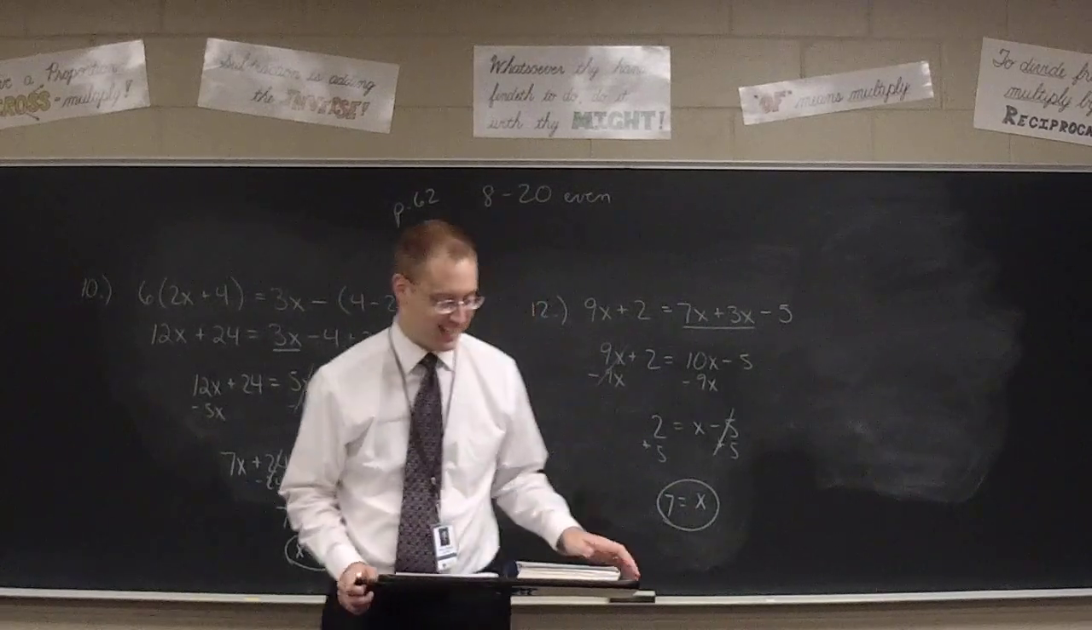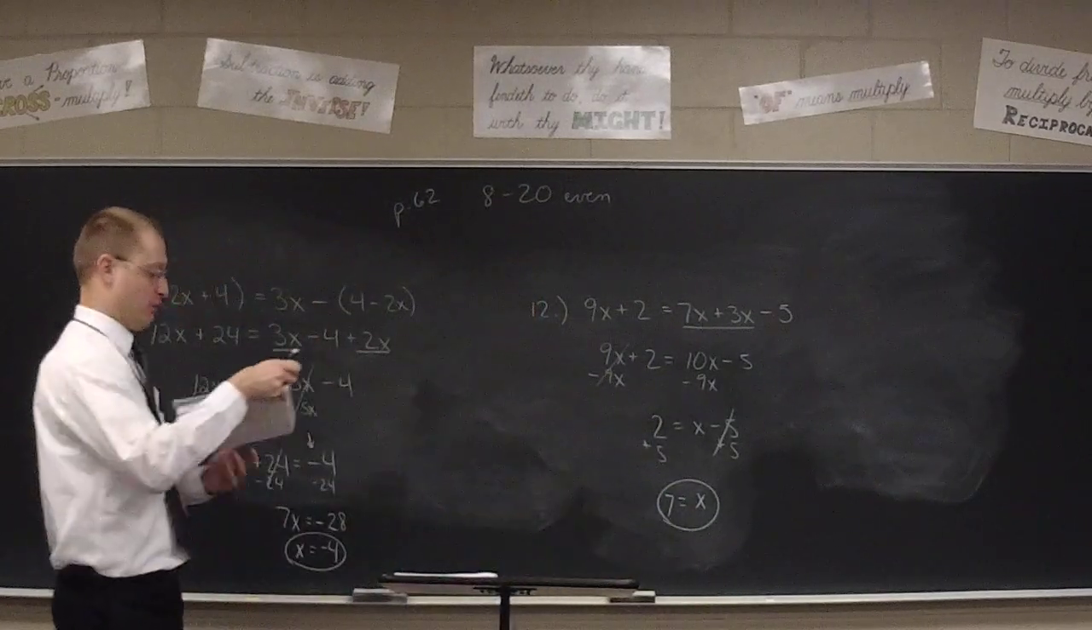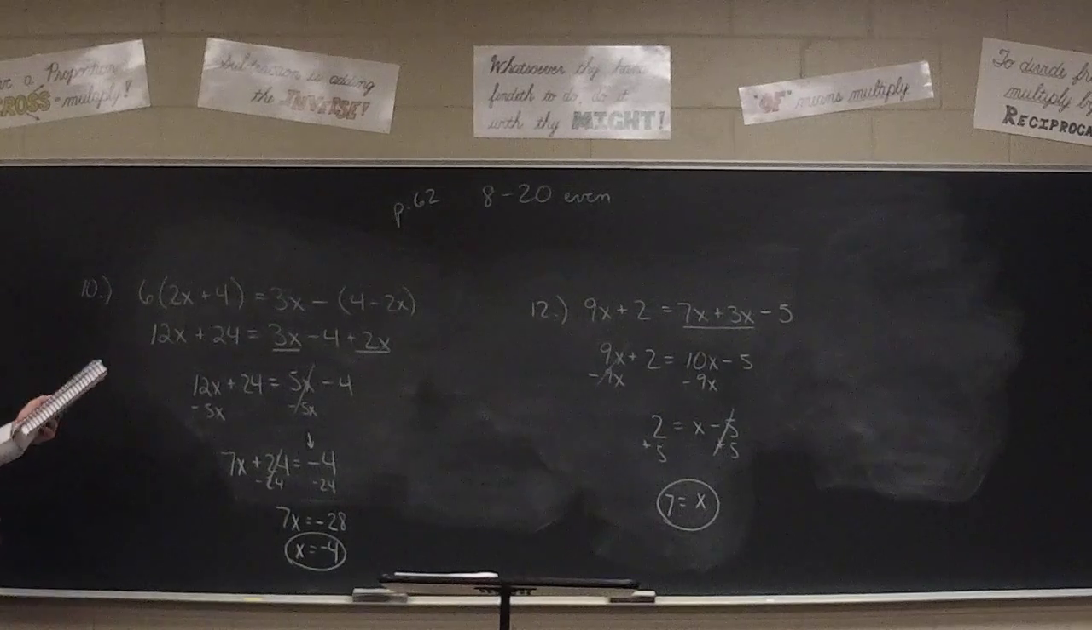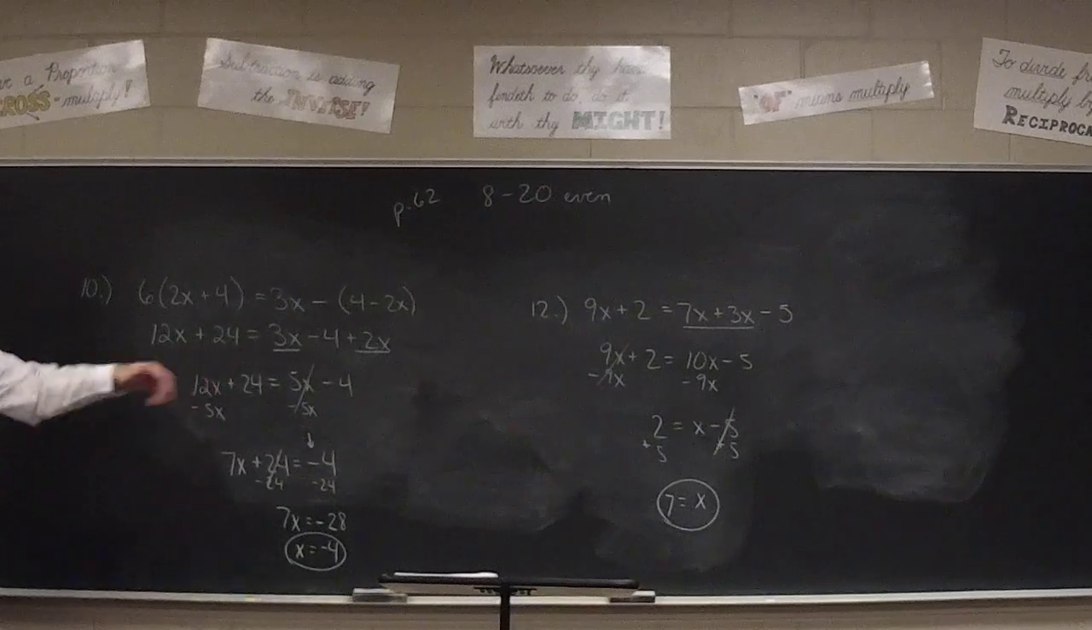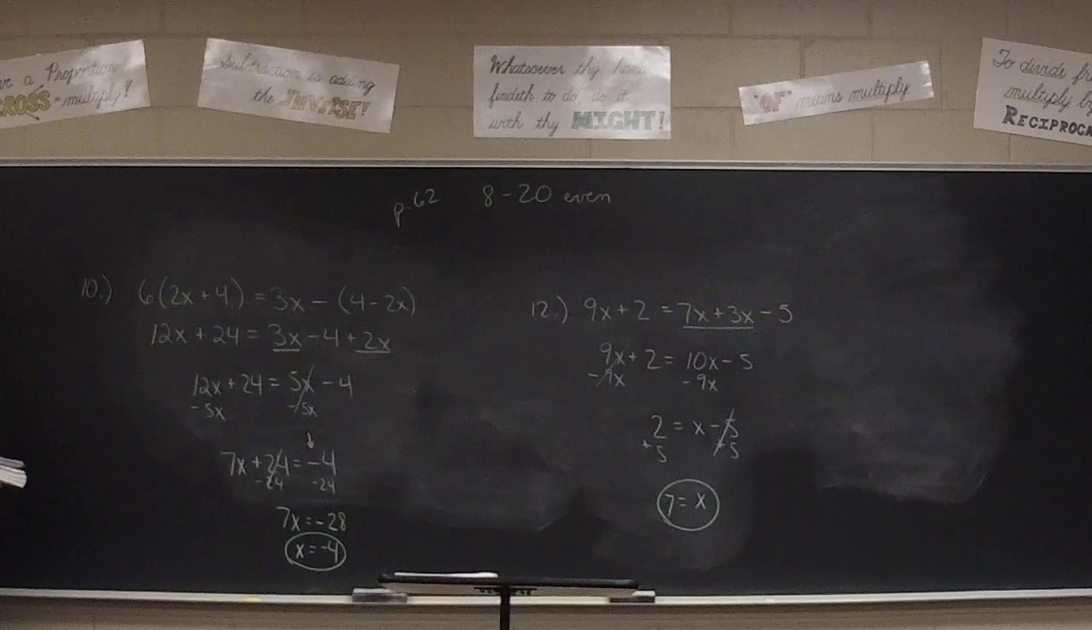Check your answers to 8, 10, and 12. Number 8, I mean, just multiply both sides by 3 to get 27. I assume we're good on number 8. Again, 27 should be your answer. Number 10 should have gotten -4. Number 12 should have gotten 7. How many good on those first 3?